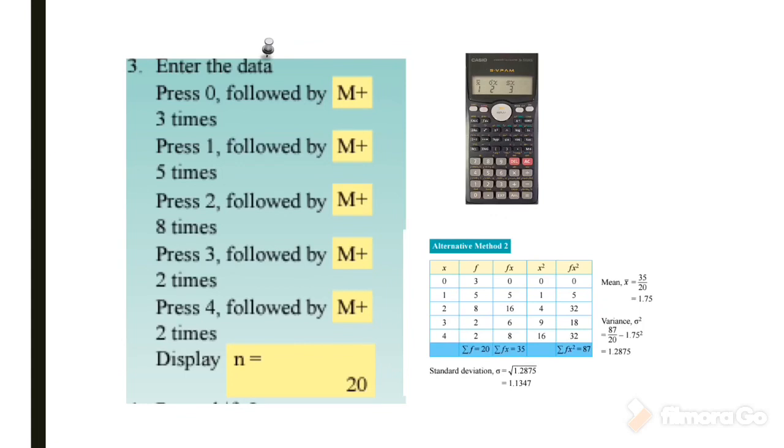After you got n equal to 16, you press 3, followed by M plus 2 times. Just now you got a cumulative frequency of 16, so 16 plus 2 is 18, so your cumulative frequency is 18 now. After you got 18, you press 4, then you press M plus 2 times. Then the calculator will display n equal to 20. It shows that the total frequency is 20. The sum of the frequency is 20.